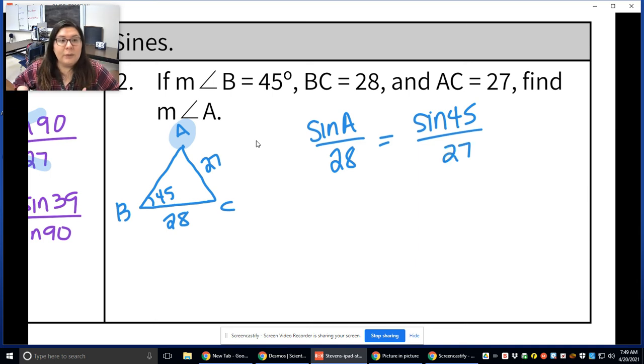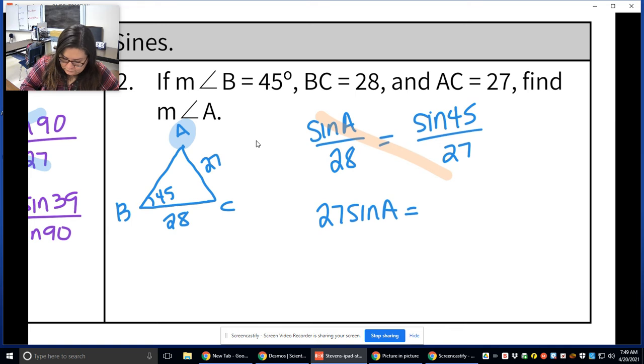Just as before, we're going to cross multiply. First I'm going to cross multiply this way, so that'll be 27 sine A is equal to, and now cross multiply the other way, 28 sine 45.